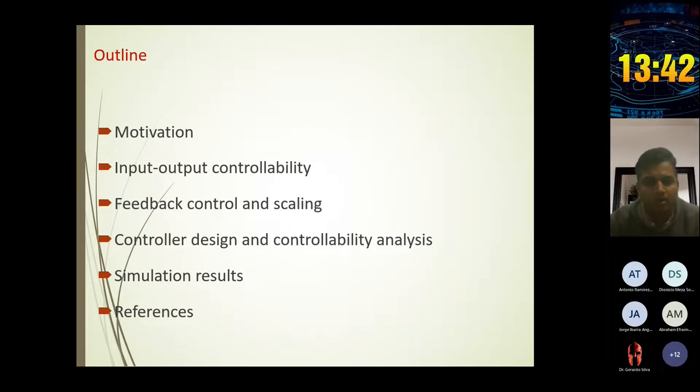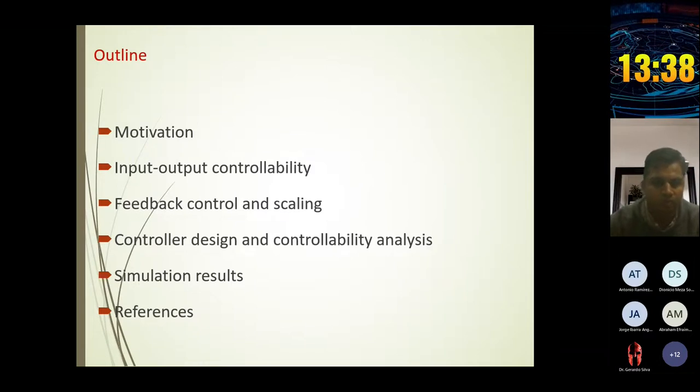Okay, this plant is now controllable, and this plant having this much value is not controllable. So basically a threshold level was defined and analyzed, and based on it I deduced the result that a certain plant is controllable.